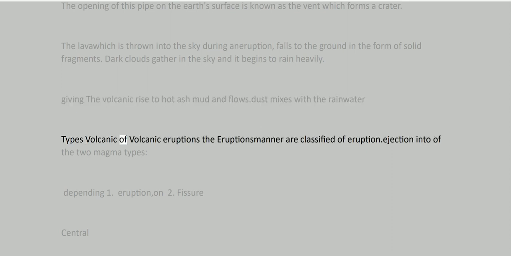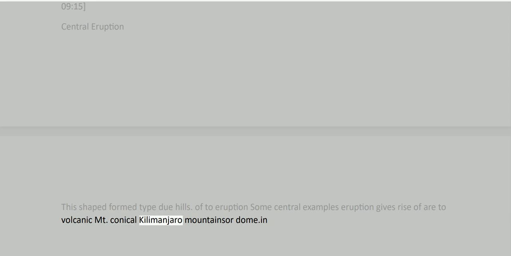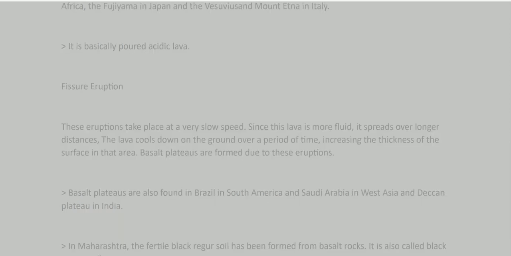Types of volcanic eruptions: depending on the manner of eruption, volcanic eruptions are classified into 2 types: 1. Central eruption and 2. Fissure eruption. In a central eruption, the ejection of magma gives rise to conical hills or dome-shaped mountains. Some examples are Mount Kilimanjaro in Africa, Fujiyama in Japan, and Vesuvius and Mount Etna in Italy. It is basically poured acidic lava.